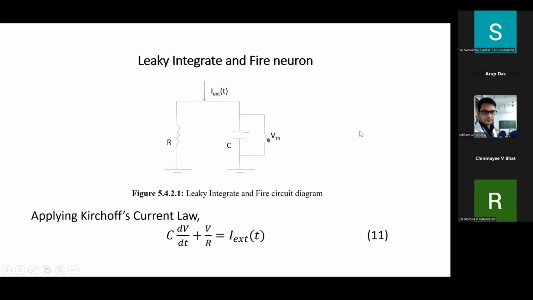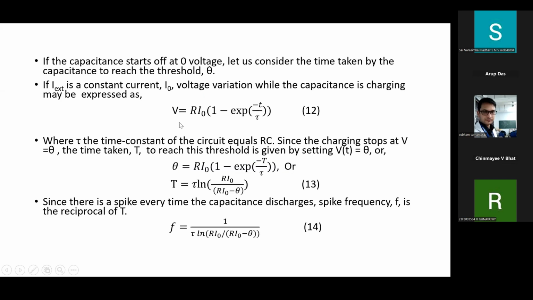So whenever it gets discharged, imagine that the neuron is emitting an action potential. In this case, there's no explicit action potential. There's only a notional action potential. So imagine it's emitting that. And now we will have to find out how frequently is it happening? What is the firing rate? For that, we need to understand how long it takes for the capacitor to get charged up to some threshold level. So first, let us derive the voltage equation for the capacitor.